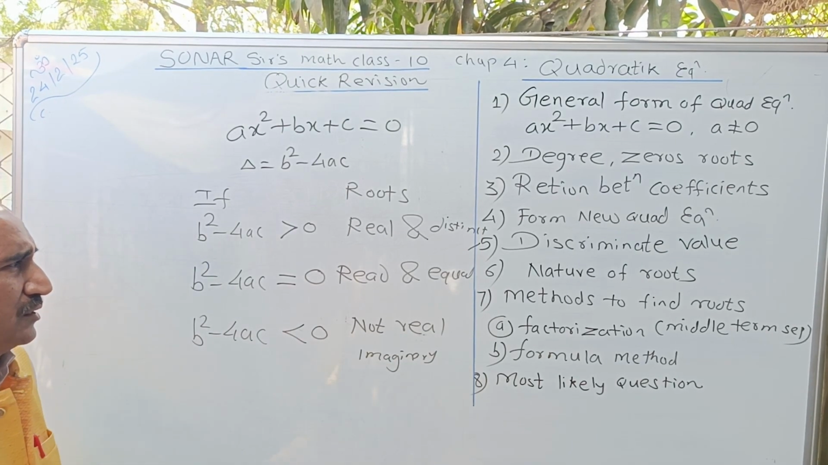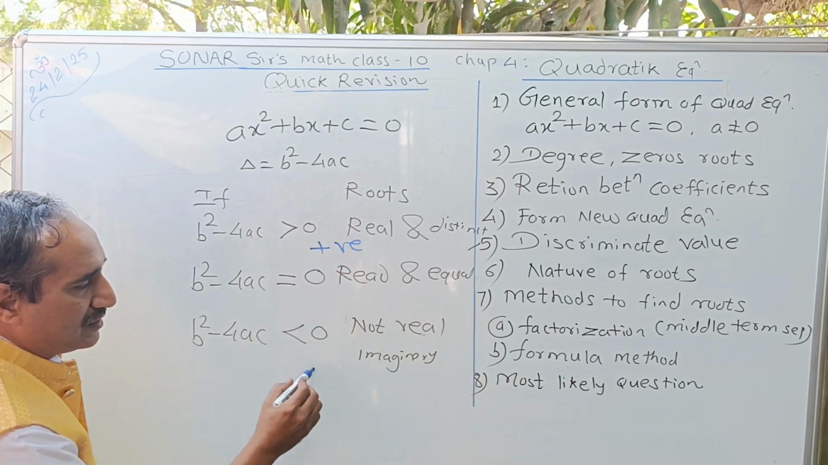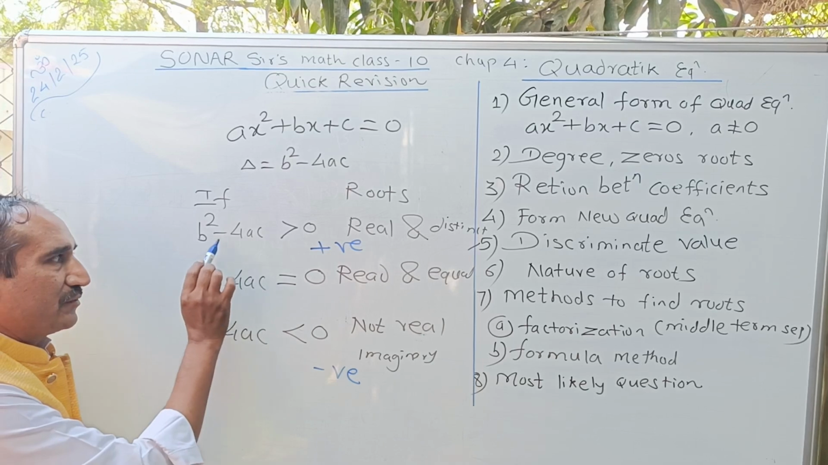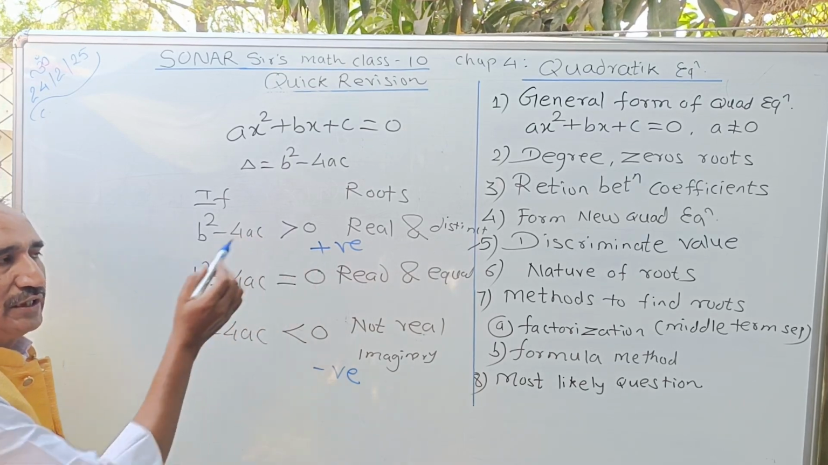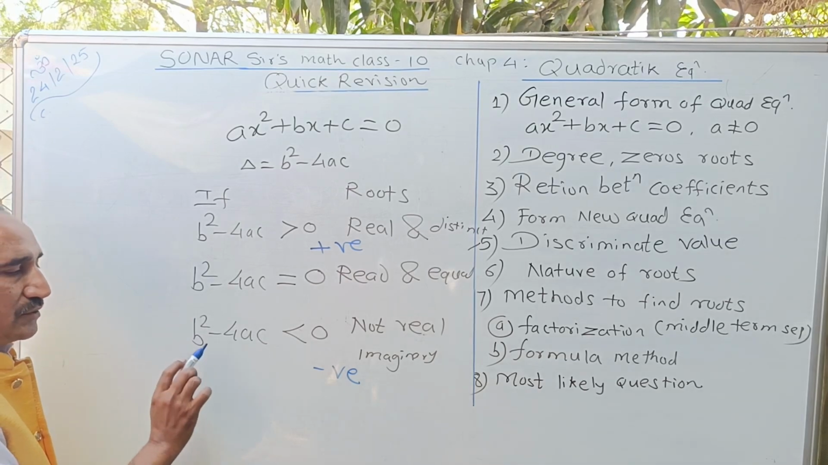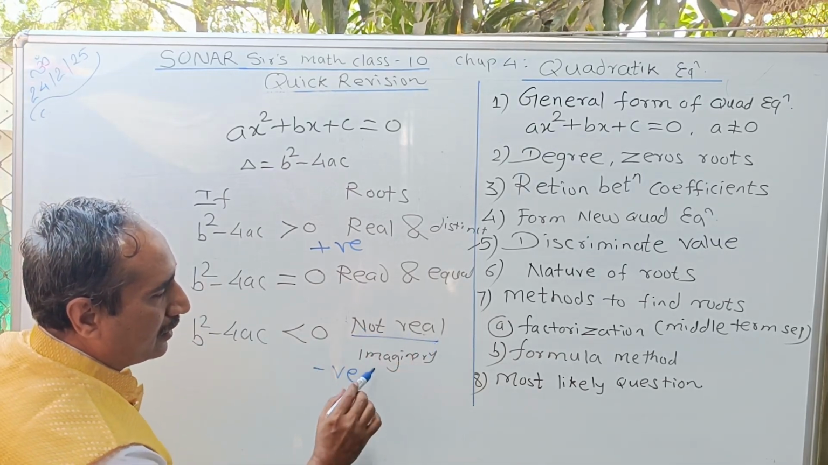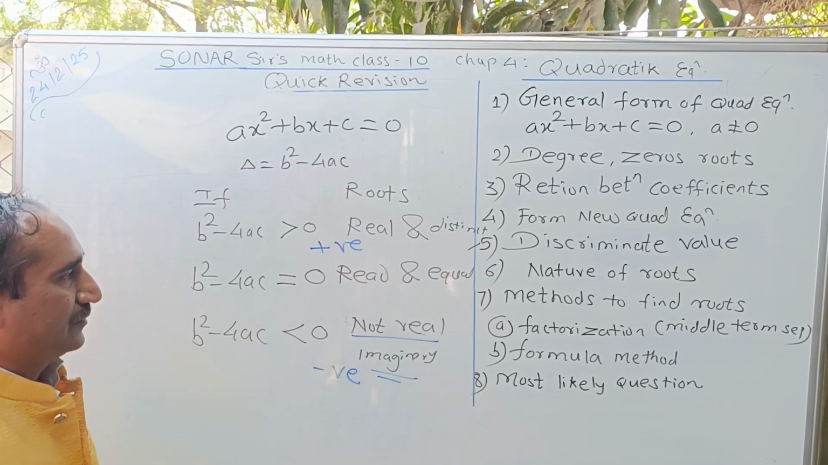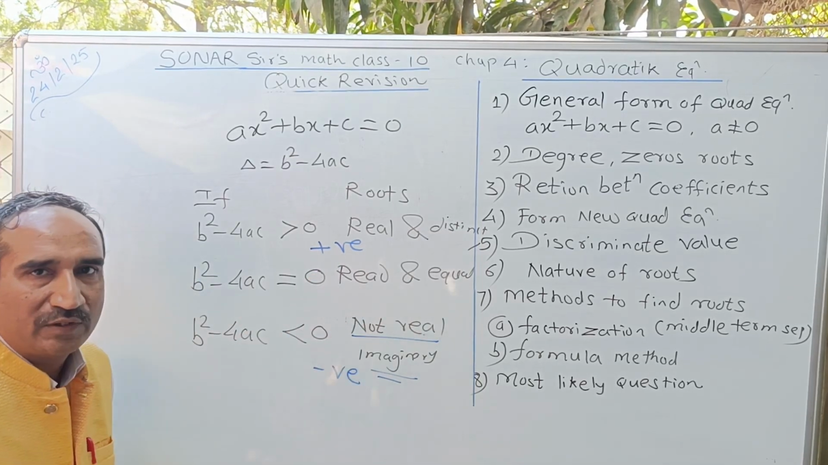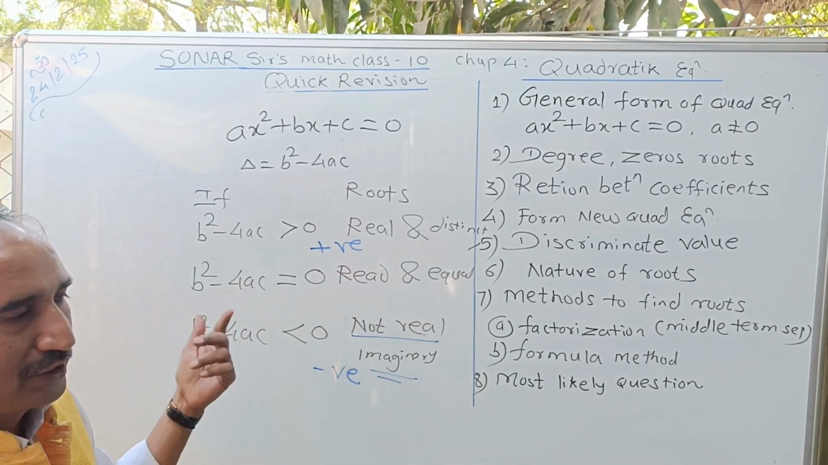In this case, greater than 0 means the value is positive. Less than 0 means the value whatever you get is negative. If the value b square minus 4ac is positive, then the roots are real and distinct. If b square minus 4ac value is negative, the roots are not real, imaginary roots we can say. If b square minus 4ac equals to 0, then roots are real and equal. We say that it is repeated roots, root 2, root 2, root 3, root 3, like this.